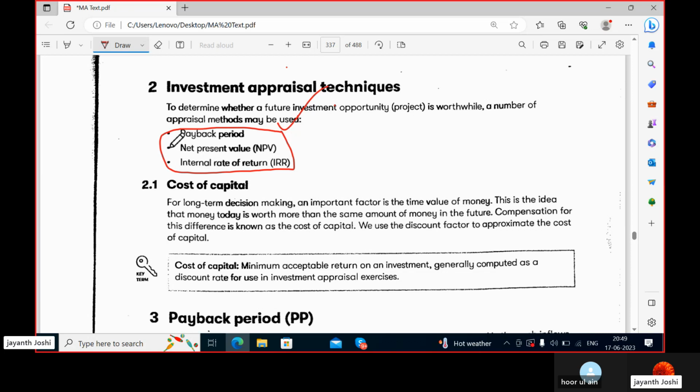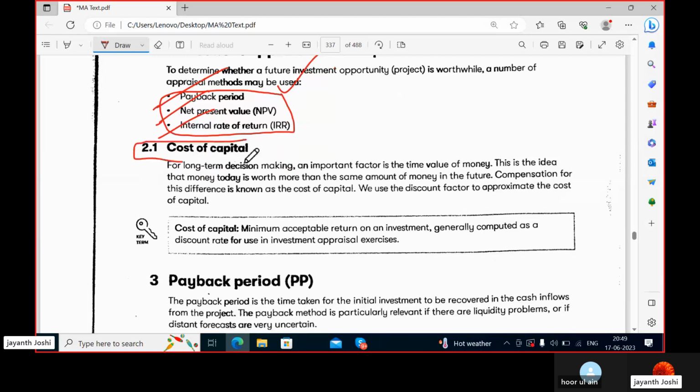Okay. So with the help of the payback period, NPV method, and internal rate of return method, we are going to discuss and decide whether we should take up a project or skip it. The criterion to take up a project is only whether it is a profitable project. Okay. And what is the cost of capital?